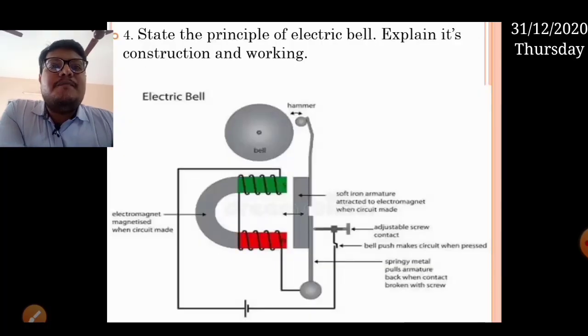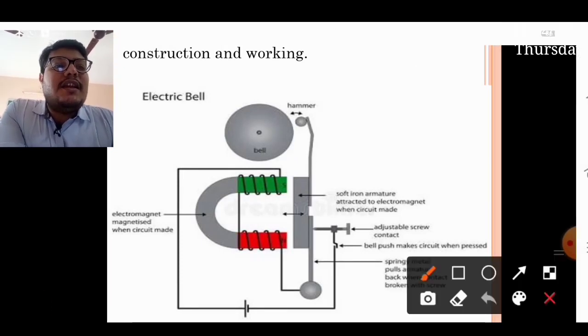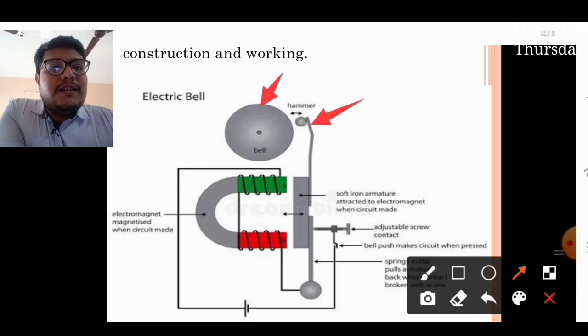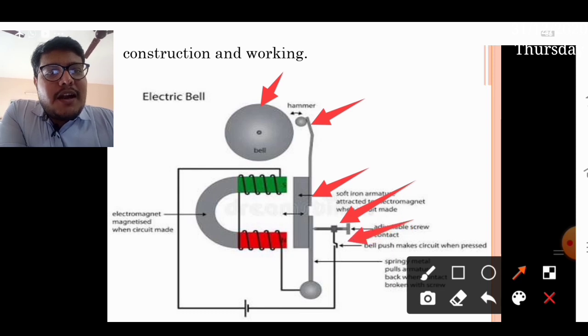Now question 4: state the principle of the electric bell, explain its construction and working. So this is your bell, this is the hammer, right? This is a soft iron bar which is attached to the hammer. This is a screw which can be adjusted, right? Actually this small part is your switch, right?